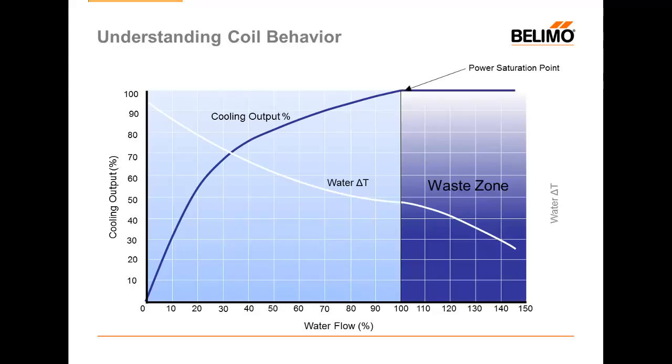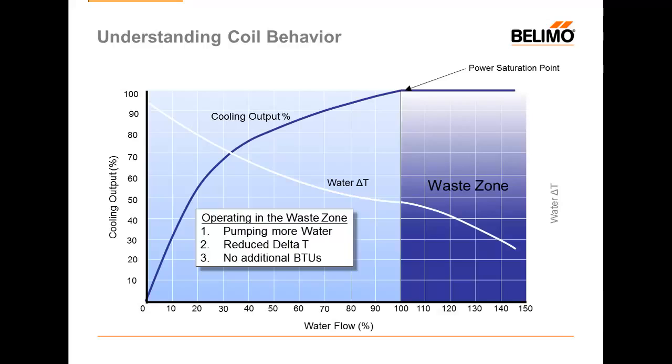Well, we are penalized in 3 ways when we overflow that coil. We're going to pump additional water, obviously, to get it in there. We're going to reduce our delta T, and we're not going to create any additional BTUs. So this is what we have termed a waste zone. The waste zone is an area where we're pumping more water but not achieving any more performance in the space. A flow control or pressure independent type valve would allow us to avoid ever entering the waste zone by stopping all flow at 100% of the coil design.